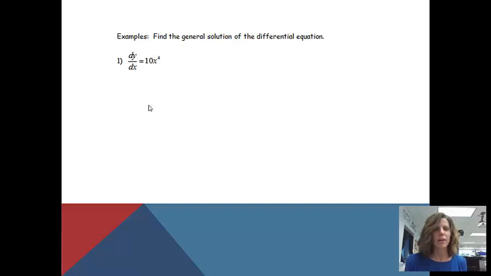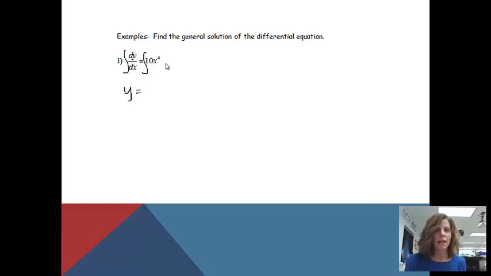All right, this first one says, find the general solution of the differential equation. dy dx, please remember that that stands for the derivative, so it's telling you that the derivative of y is equal to 10x to the fourth. We just want to find y. So please remember that I said that derivatives and antiderivatives are inverses of each other. So if I want to get rid of a derivative, I'm actually going to take the antiderivative, or the integral, of both sides. Now when I take the antiderivative of the derivative, I'll just be left with y, because they undid each other.